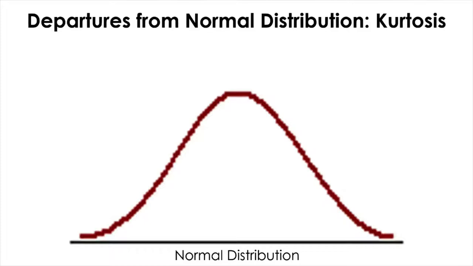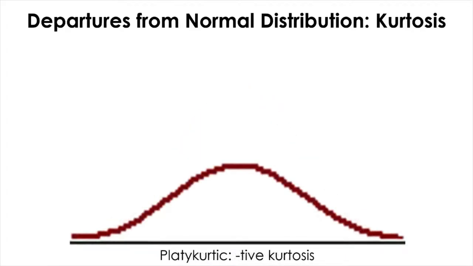Another term, kurtosis, is a term to describe the pointedness or tailedness of a distribution. So here is our normal distribution. And when you have more scores close to the center, then the resulting distribution looks fatter compared to the normal distribution. We call this distribution platykurtic, having a negative kurtosis, where platy means wide, broad in Greek. And a platykurtic distribution has thinner tails at both ends.